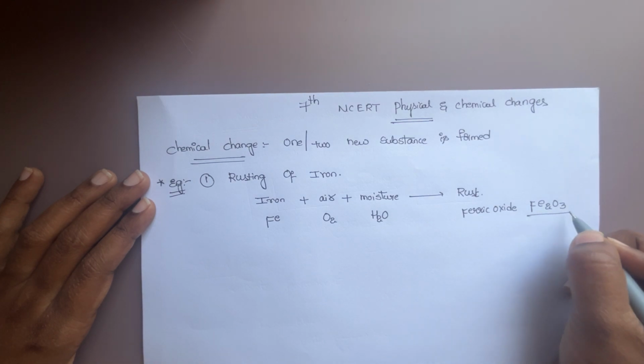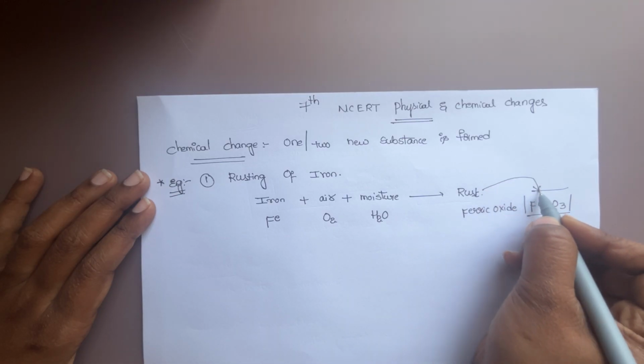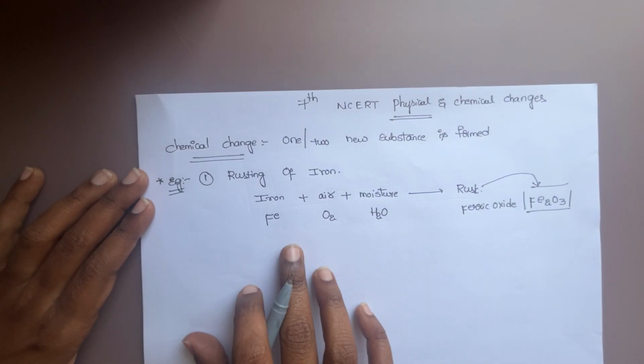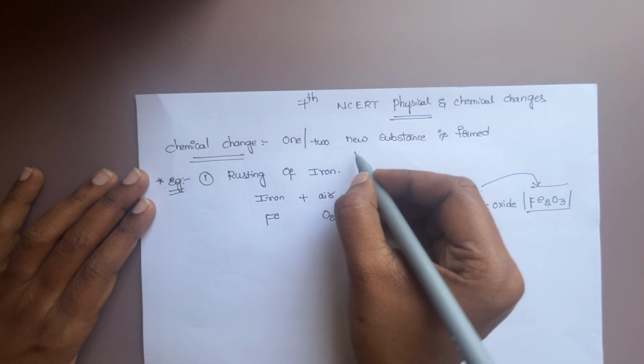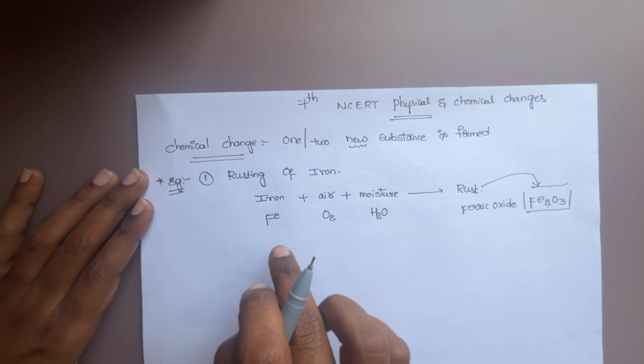In many competitive exams, what is the formula of rust? The formula of rust is Fe2O3, which is ferric oxide. So here, iron is converted into Fe2O3. A new substance is formed. That's why this is what we call a chemical change.